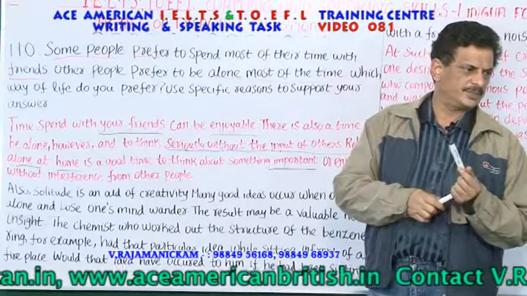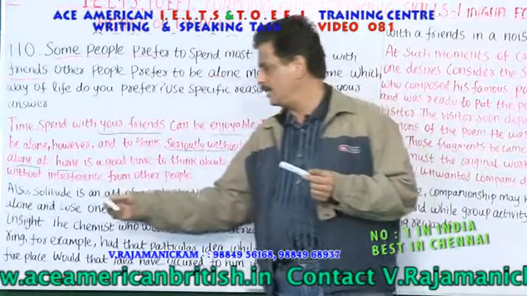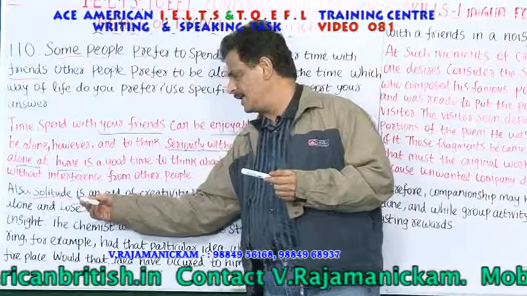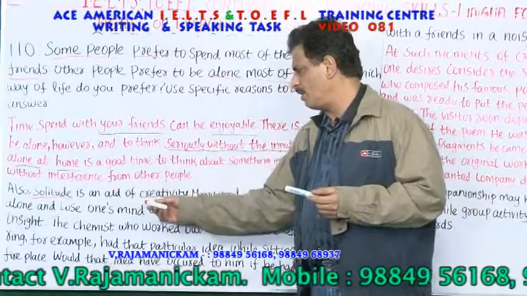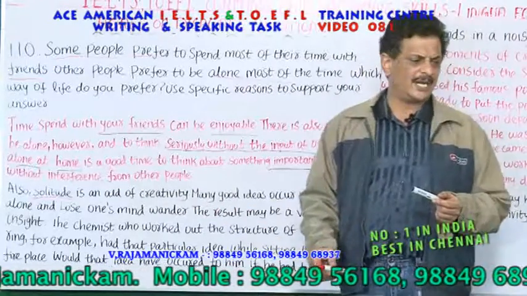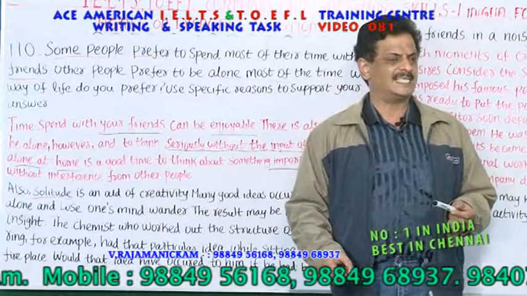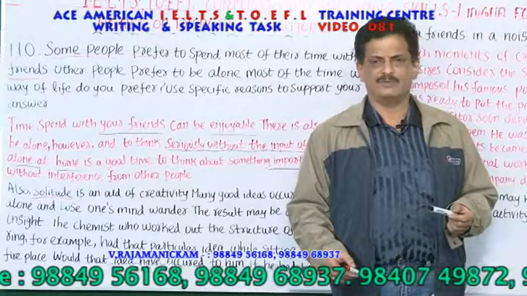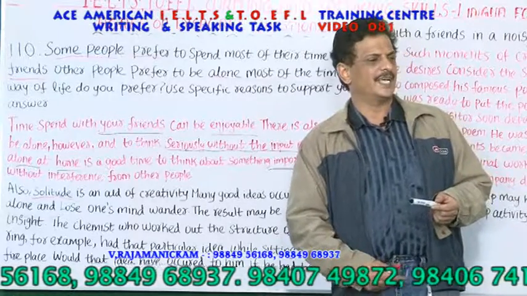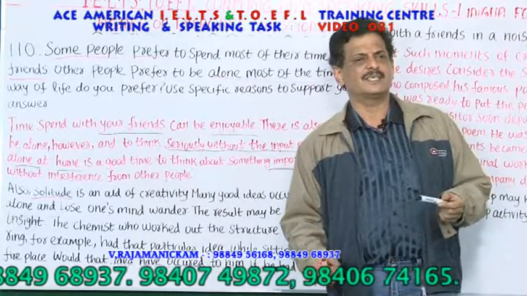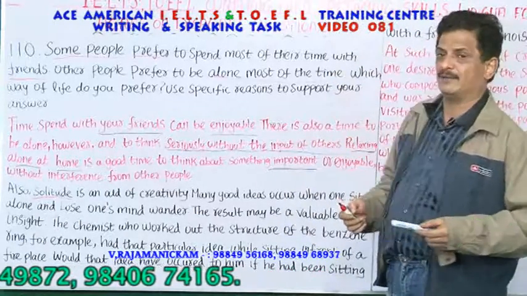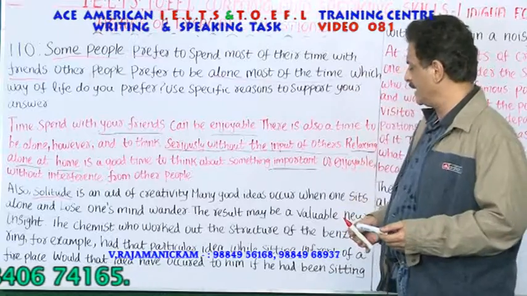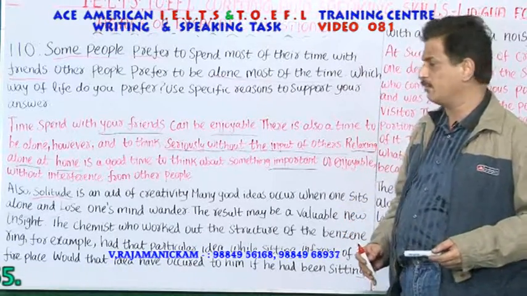What do you mean by solitude? Being alone. Solitude means being alone. Solitude is an aid. Aid means what? Help. Of creativity. Being alone helps you to create. Artists, they love to be alone. Whether you take A.R. Rahman or Ilayaraja, these persons love to be alone because it helps their creativity. Vairamuthu, a writer, they love to be alone so that their creativity increases.